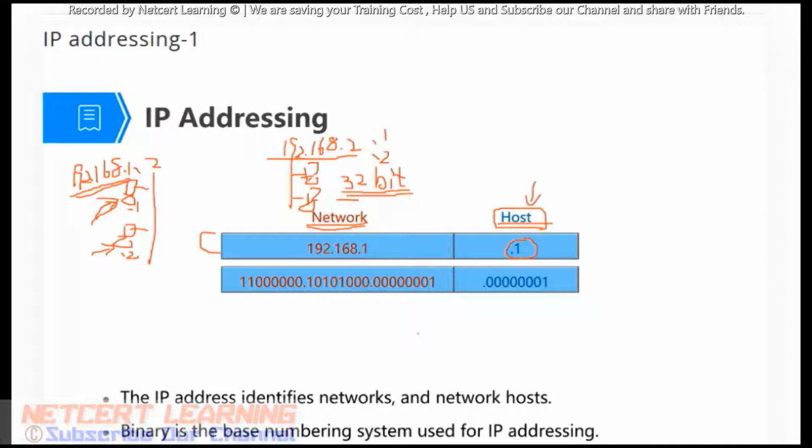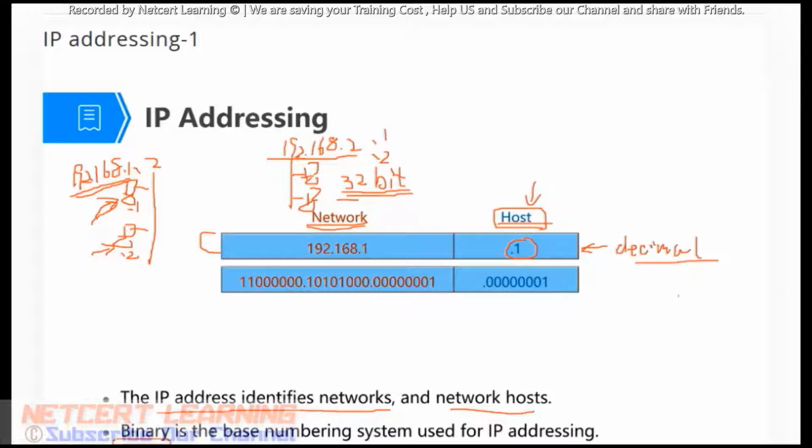So the IP address identifies networks. This is the network part, and this is the host part. In the computer we use binary, and in this number, this is the IP address we usually write for us human beings to see, in decimal format.